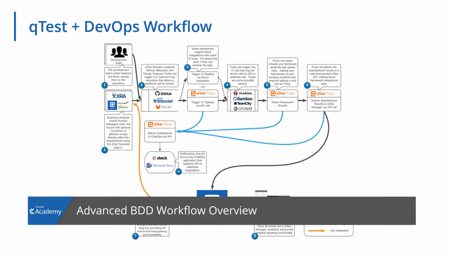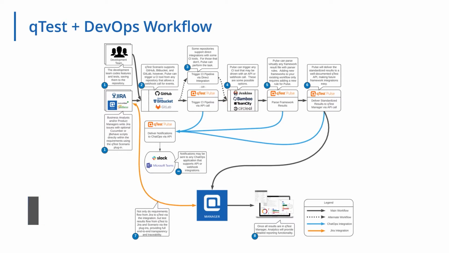For today's demonstration, I'm going to walk you through an example workflow. It should be said that this is just an example workflow and one of many different combinations that can be accomplished with qTest Pulse. As we step through the different areas of this workflow, I will take you to each of the individual tools and show you how everything is linked together. For now, we're going to start here and walk through the workflow itself on the diagram.